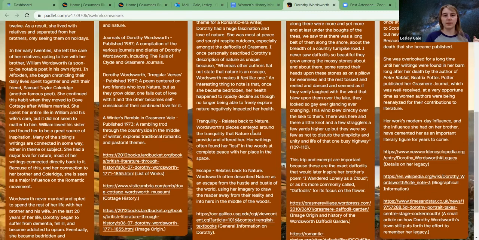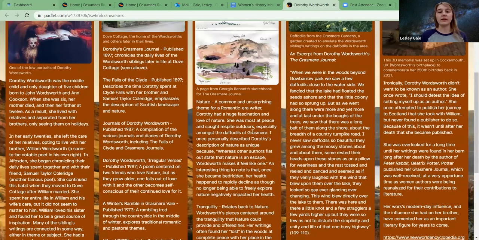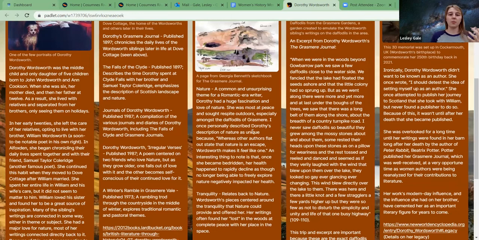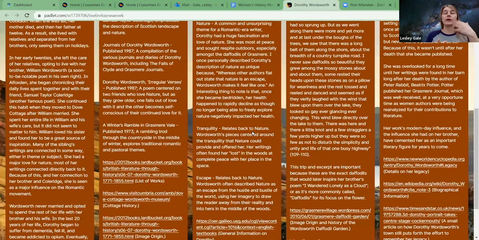Common themes you can find in Dorothy's journals are nature, obviously. This is the thing that she focused on most: the daffodils in Grasmere, the different bodies of water that surrounded where she lived. Pretty much everything she wrote about had some nature-centered focus. There was also tranquility and escapism as themes in those writings, which all connected back to nature and how nature brought her that tranquility and that escape from the real world and from the rapid industrialization of the world around her.